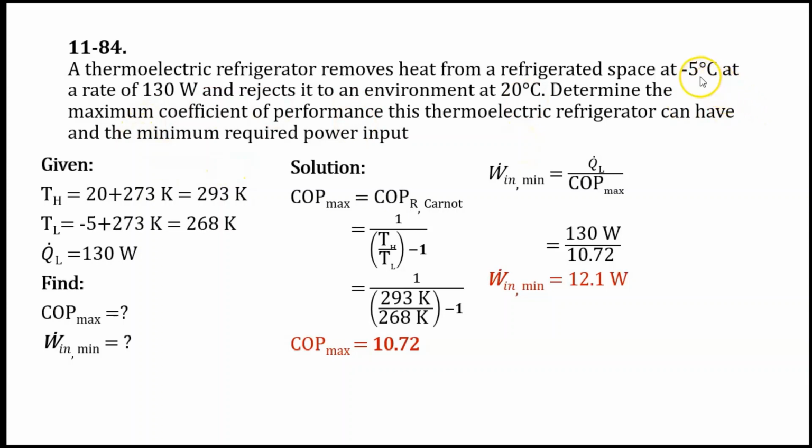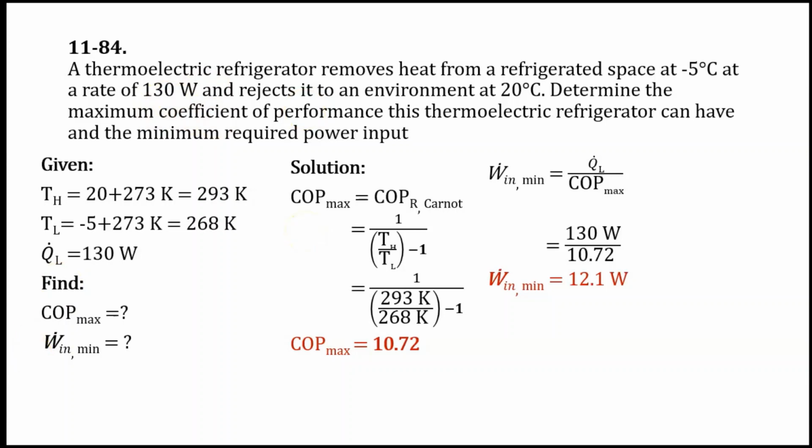So we have here -5 degrees Celsius as our low temperature, and since this must be expressed in Kelvin, we will add 273 Kelvin. And for our high temperature, we have 20 degrees Celsius, which is also expressed in Kelvin, so we will add 273 Kelvin. And now we will have the high temperature of 293 Kelvin. And also we have here 130 watts as the rate of low heat.